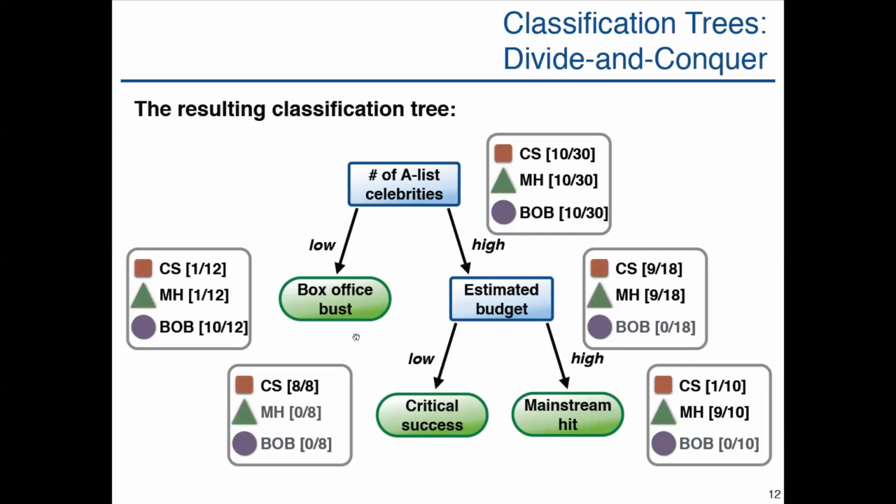So purity is how many samples of a single class you have at a particular node. Okay, that's what purity means. So this would have a very high purity. This one, in fact, critical success 8 out of 8, will have the highest purity. This one, where the majority is 10, you have one mainstream hit, one critical success.